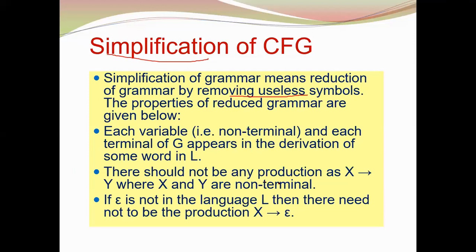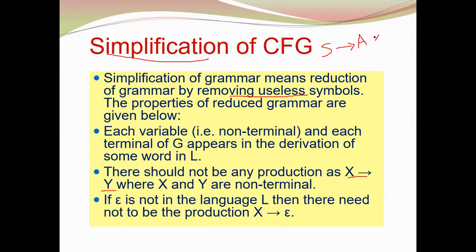There should not be any production as X tends to Y, where X and Y are non-terminal. This is called unit production. X tends to Y, both the things are non-terminal. In this case, it may be S tends to A. Both the things are non-terminal. This is called unit production. We have to eliminate the unit production also.